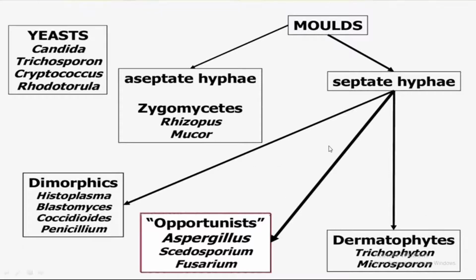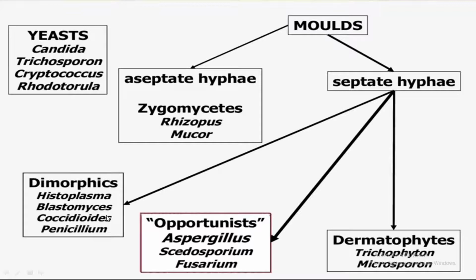So these are the different types of hyphae which we were discussing. Some will be aseptate, some will be septate. Aseptate means basically one or two septa may be there, so they are also known as sparsely septate. So some are yeasts, some are dimorphics, and some are molds. Dimorphic means at different temperatures they will appear in different morphologies, like Histoplasma, Coccidioides, Penicillium, etc.